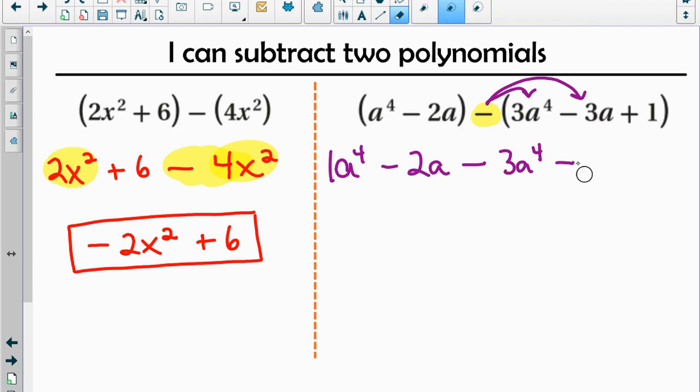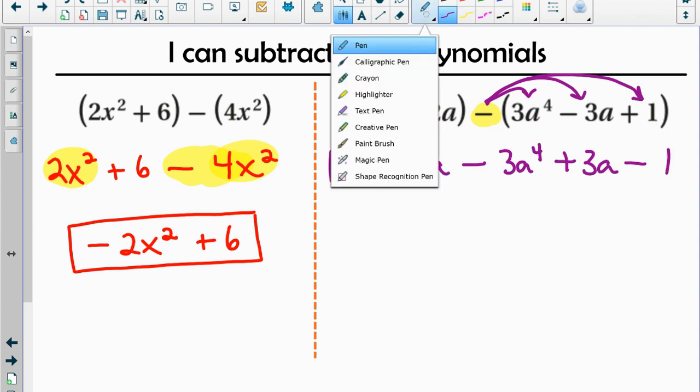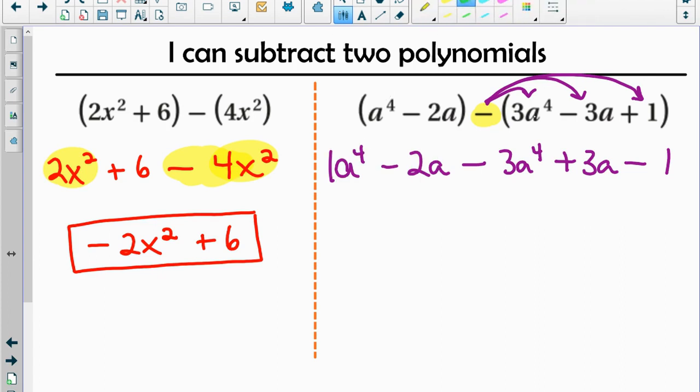I know that subtracting a negative is going to actually make this positive instead. And then finally, I'm subtracting positive 1. So basically, I change all of the signs in that second polynomial. If you look carefully, in the polynomial, it was 3a to the fourth power, but I wrote it as minus 3a to the fourth power. It was minus 3a, but I wrote it as plus 3a. And instead of a plus 1, I'm subtracting 1.